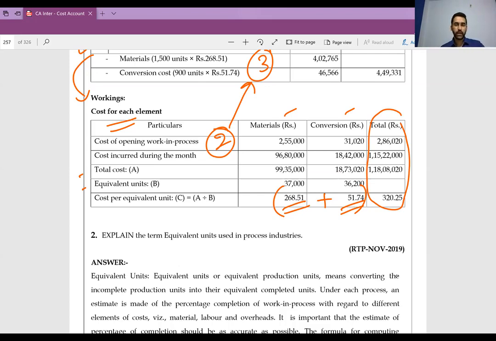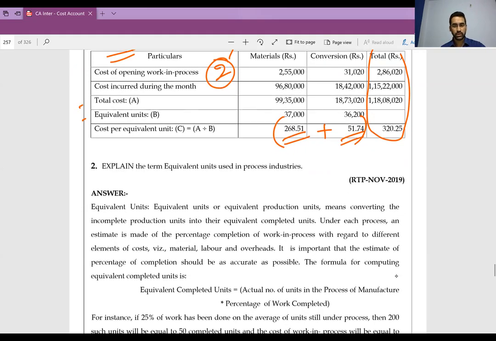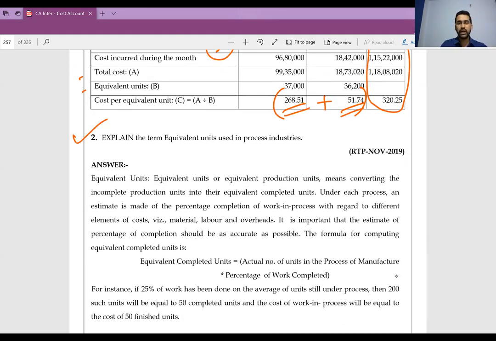Okay. Question number 2 is a theory question. You can read it today. I have explained in detail what is the meaning of equivalent unit and how it is used in process industries. That is converting 100 units of 80% complete as 80 units. That is only equivalent unit. Physical unit into DOC is equivalent unit, correct? Physical unit into degree of completion is equivalent unit.